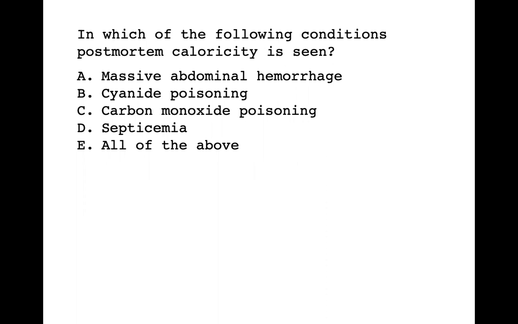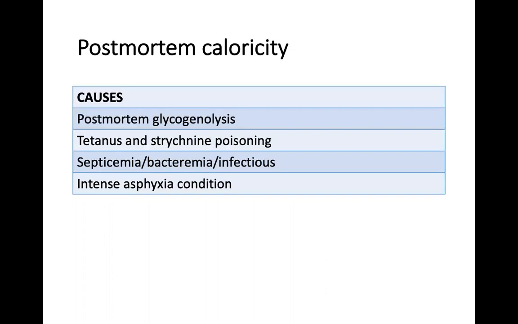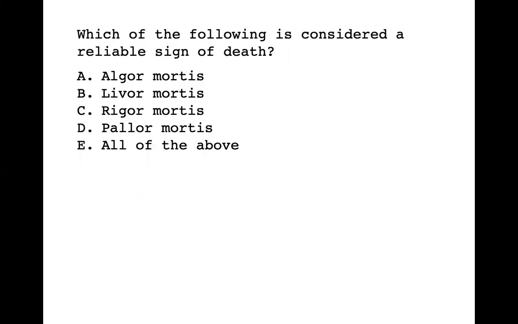Okay, secondary to the interleukins, all right? So ito yung mga causes natin ng postmortem caloricity, no? We have postmortem glycogenolysis. Of course, may mga substrate pa din kasi dyan, no? Okay, and tetanus and strychnine poisoning. Remember, pag sa tetanus, there is sustained muscle contraction. And remember that when there is muscle contraction, there is heat generation. And again, yun kanina, septicemia, bacteremia, infectious, due to the microbial products, no? And intense asphyxia condition, which can disrupt your thermoregulatory system in the brain.